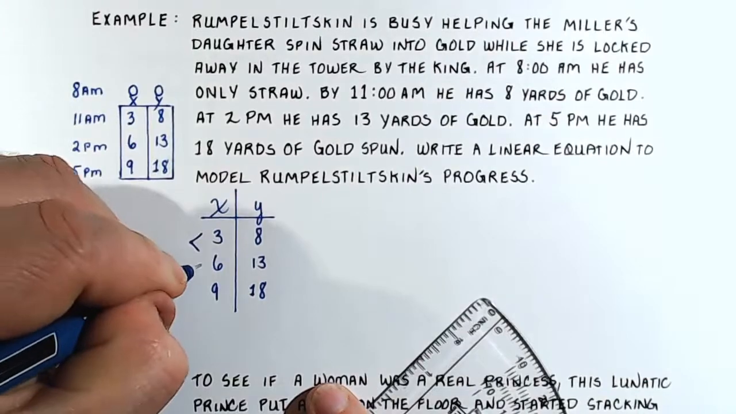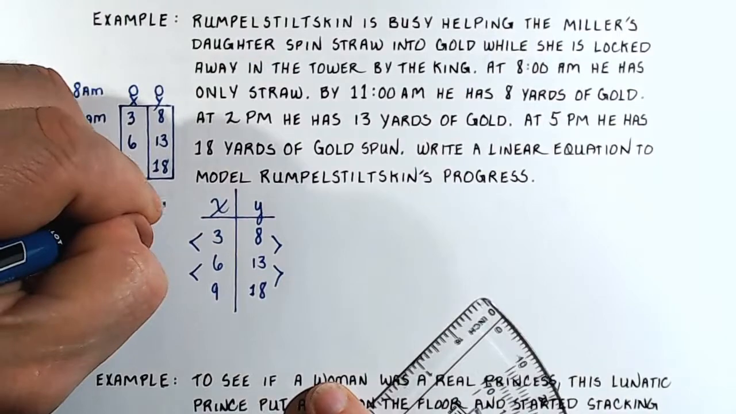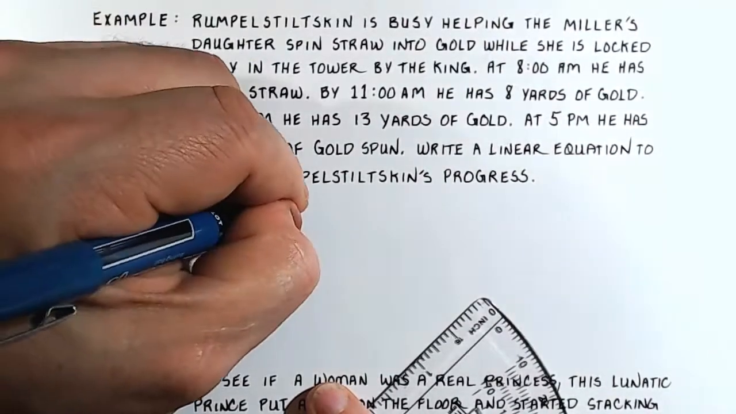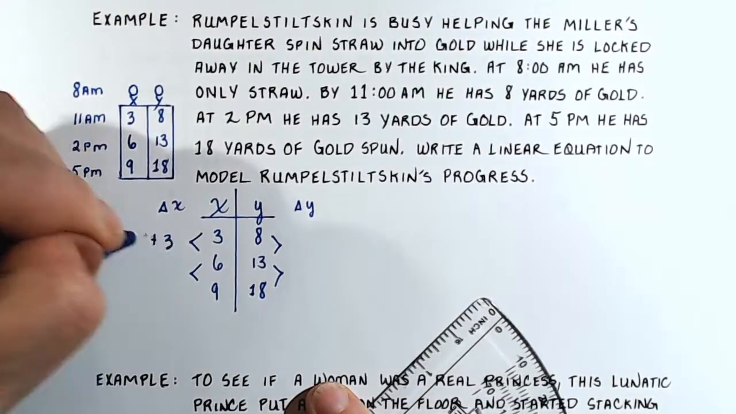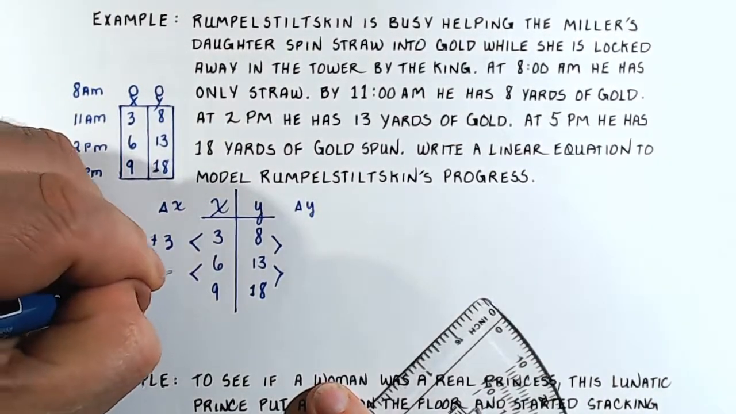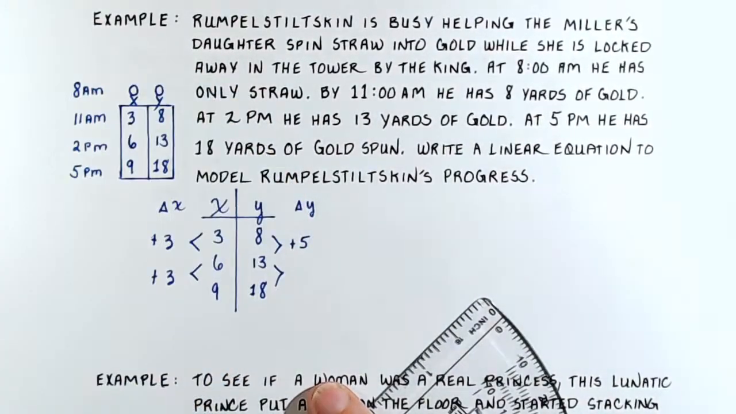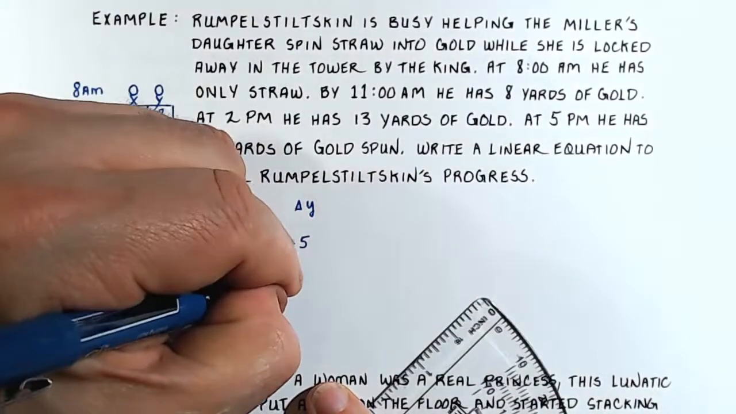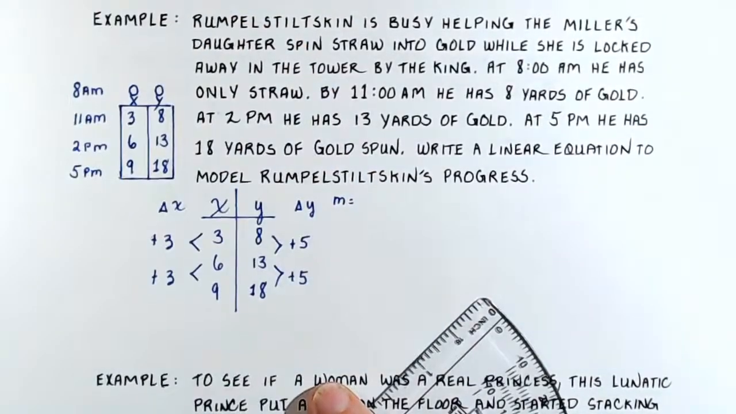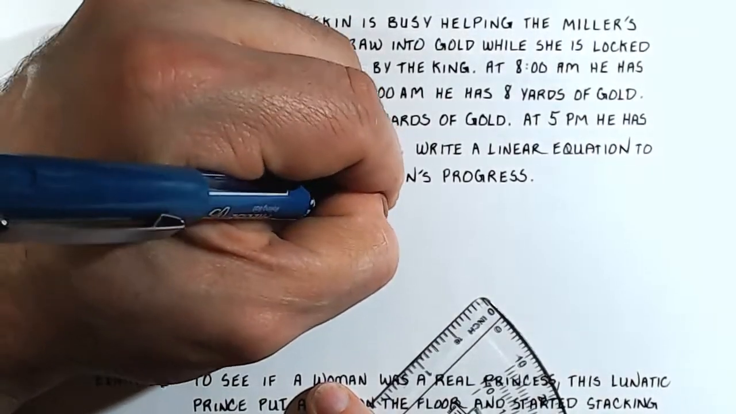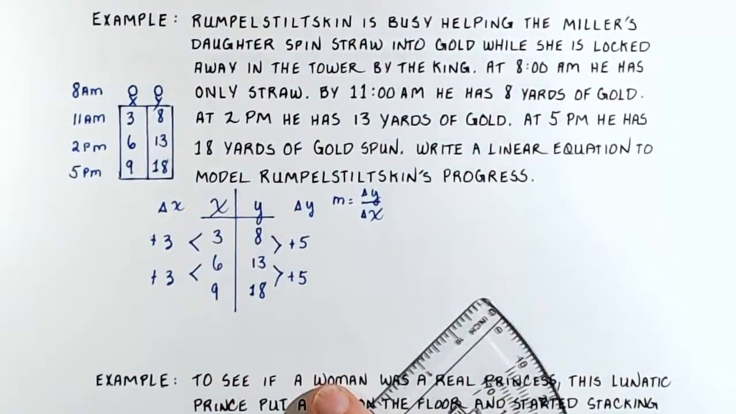First thing we do is compute the change in x and the change in y. Change in x, change in y. So from 3 to 6, well, that's plus 3. From 6 to 9, well, that's plus 3. From 8 to 13, well, that's plus 5. From 13 to 18, that's plus 5. So my slope will be equal to the change in y over the change in x. It's the same process every time, folks.